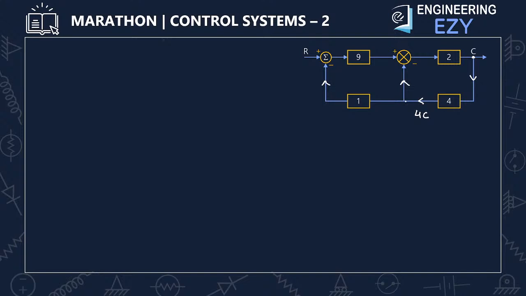In the block diagram, at the takeoff point, the signal remains the same. So it is 4C, it is also 4C. If I solve and simplify this block diagram, I can easily solve this question. And the solution of this question is, it is the R input. This gain is 9.